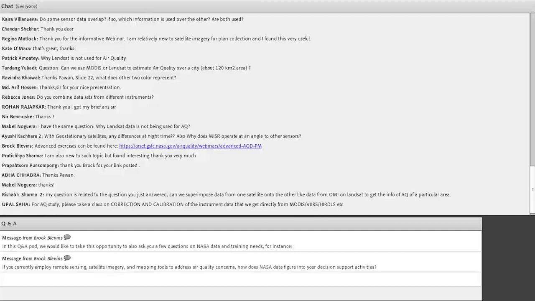Another question: do you combine data from different instruments? Yes, very often. Because each instrument, like I said earlier, provides specific information, and if you want to understand the complete picture or answer several questions, then often we have to combine data from different sensors.